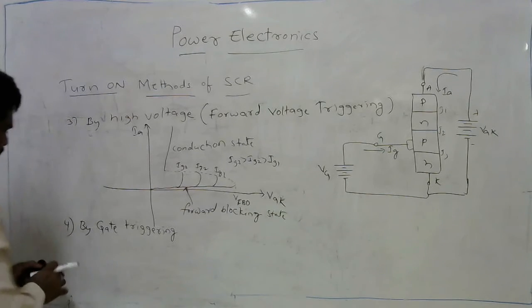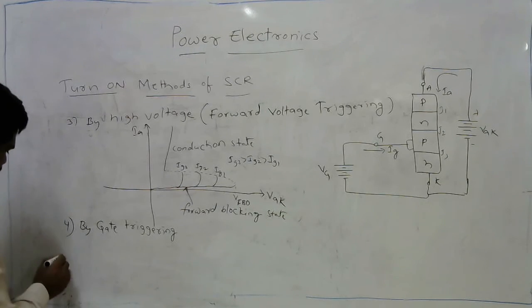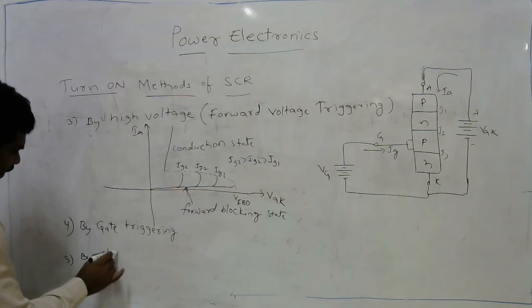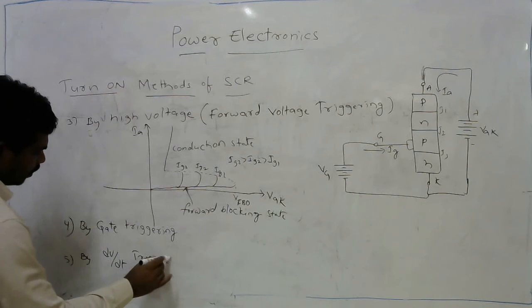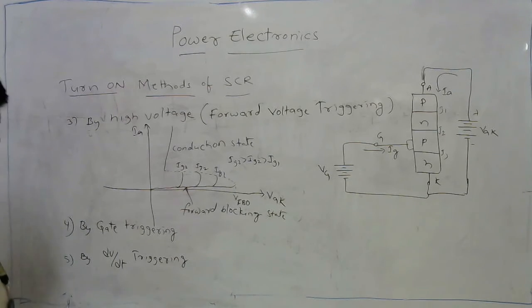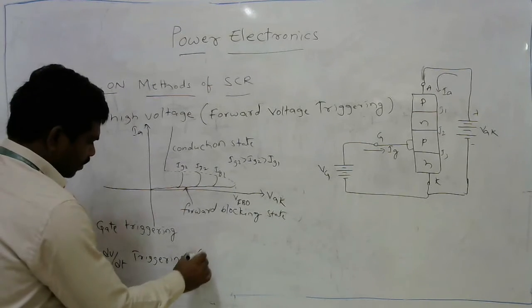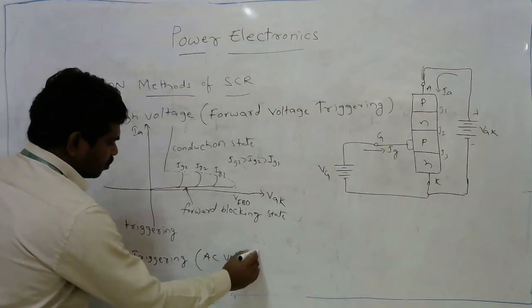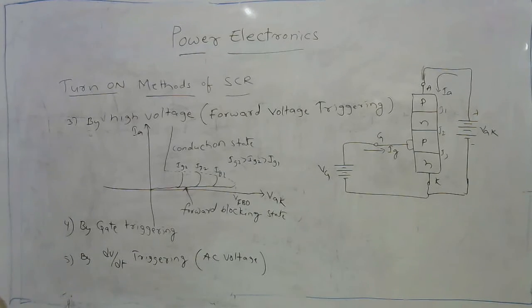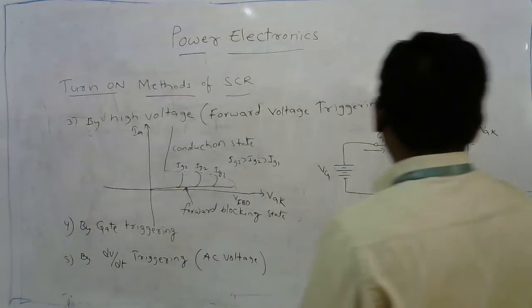Next we'll see, last one, is by applying dV by dt. dV by dt triggering. So this is another method, and we can call this applying AC voltage across anode and cathode, but it is not used in practice. We can prefer it, but it's not a feasible method.